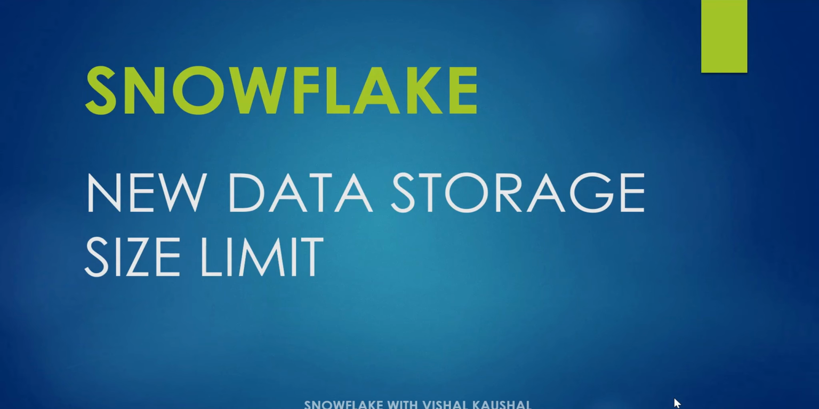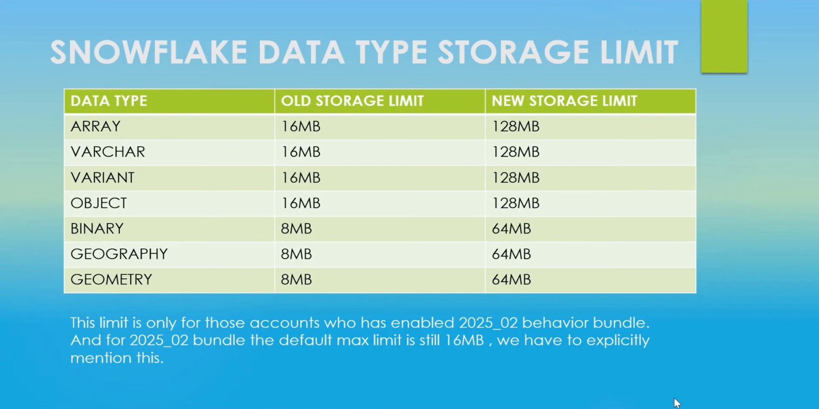So Snowflake has recently increased the maximum storage limit from 16 MB to 128 MB for certain data types, to handle complex or large data sets like JSON, XML, or geospatial data. Earlier, this limit was 16 MB for varchar and variant. I'm naming varchar and variant because these are the most popular data types. Now you can store up to 128 MB. Similarly, for binary and geography data, that limit was 8 MB, but now you can store up to 64 MB.